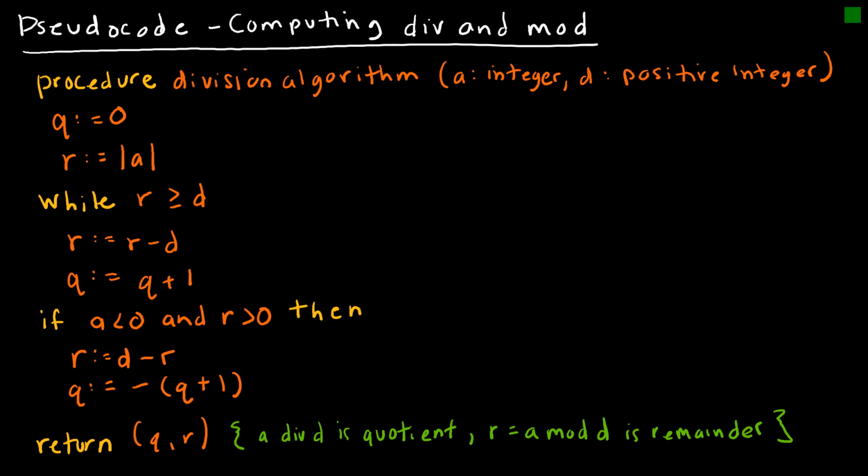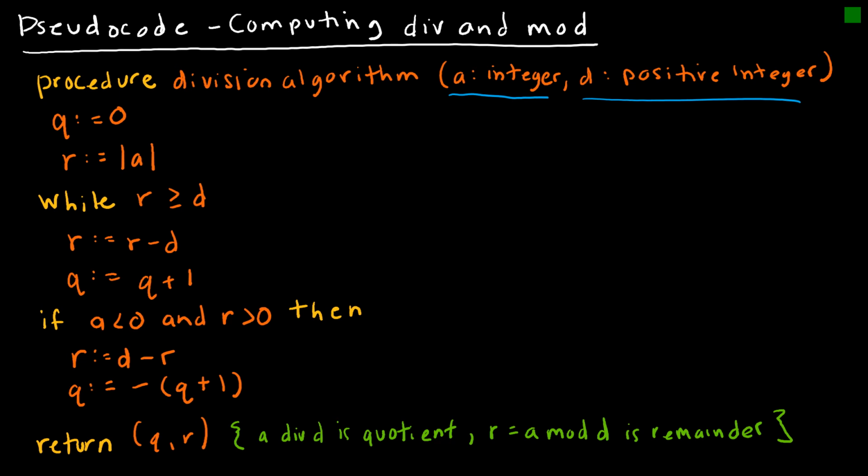Let's look at the pseudocode for computing the divisor and the mod, essentially, which is computing the remainder. So we're already very familiar with this. Again, we're calling this the division algorithm. We're not going to do an example of this one because we've already talked about the division algorithm, but essentially we're saying a is an integer, d is a positive integer, just as we had said before. Q is the quotient, it's going to start at 0.